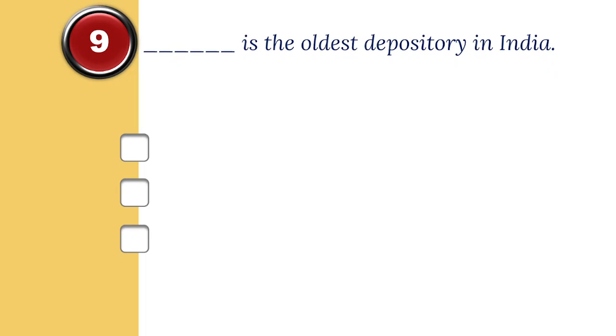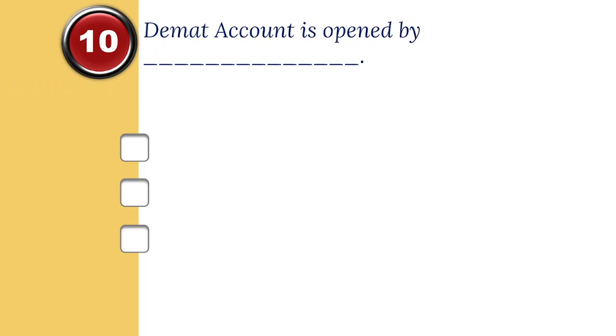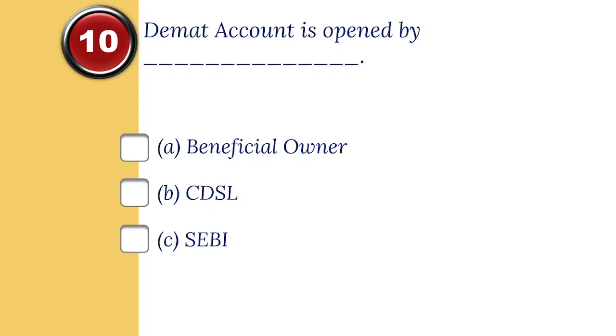9. Dash is the oldest depository in India. The options are A. Dow Jones, B. NSDL, C. CDSL. And the correct option is B. NSDL. 10. Demat account is opened by dash. The options are A. Beneficial owner, B. CDSL, C. SEBI. And the correct option is A. Beneficial owner.